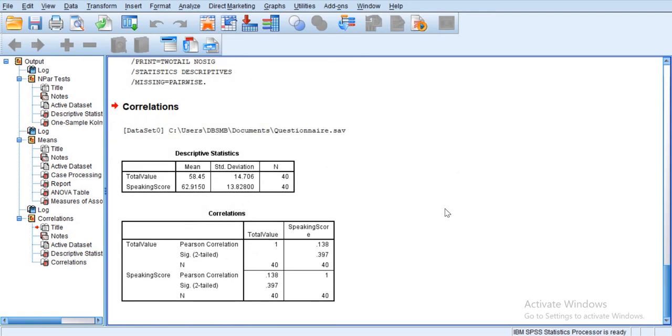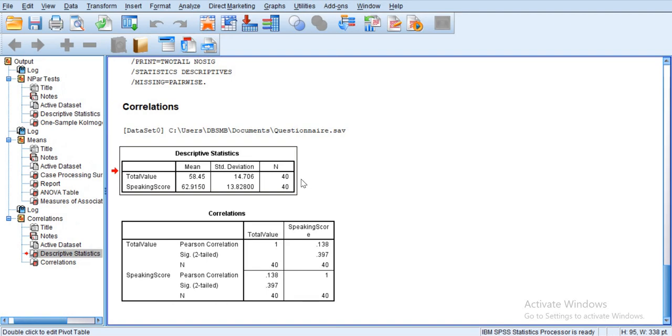In the correlations table, we see the descriptive statistics. The total value is 40, no missing data, and then the mean is 58.45 and the standard deviation is 14.706 for the communication apprehension, while for the speaking score the mean score is 62.9150 and the standard deviation is 13.828. So it means that the data varied quite greatly.